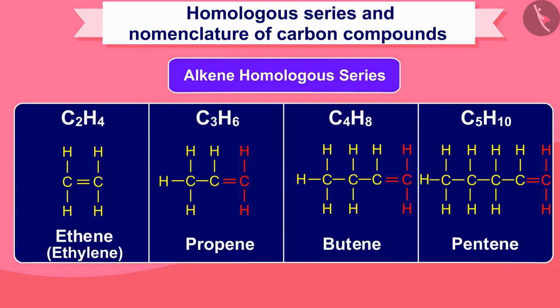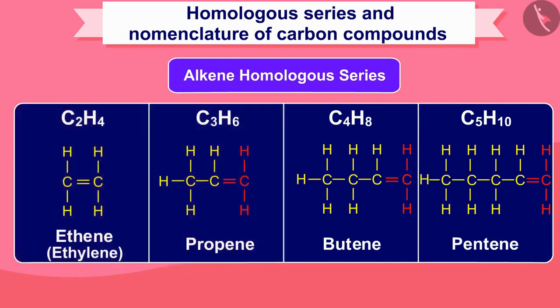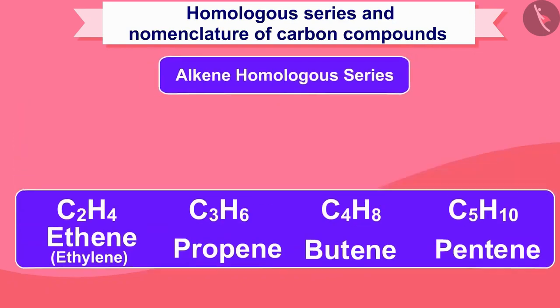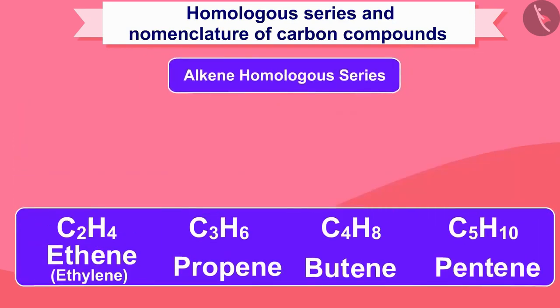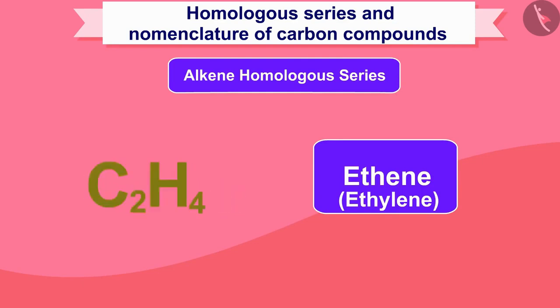In this series too, there is a difference of CH2 unit in moving from one unit to another. And as you can see, we can show any compound of this category by the formula CnH2n. For example, in the second compound, ethene, the n will be 2. Now, if we write 2 instead of n in this formula, we will find the molecular formula C2H4 of ethene.